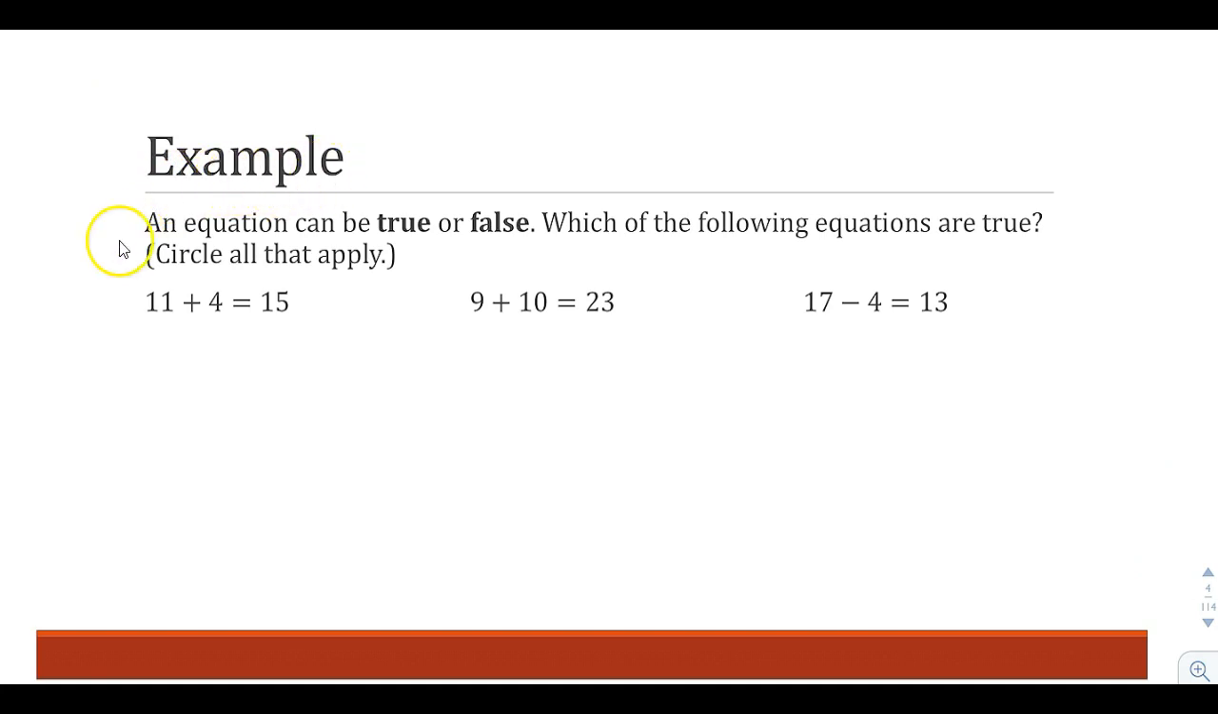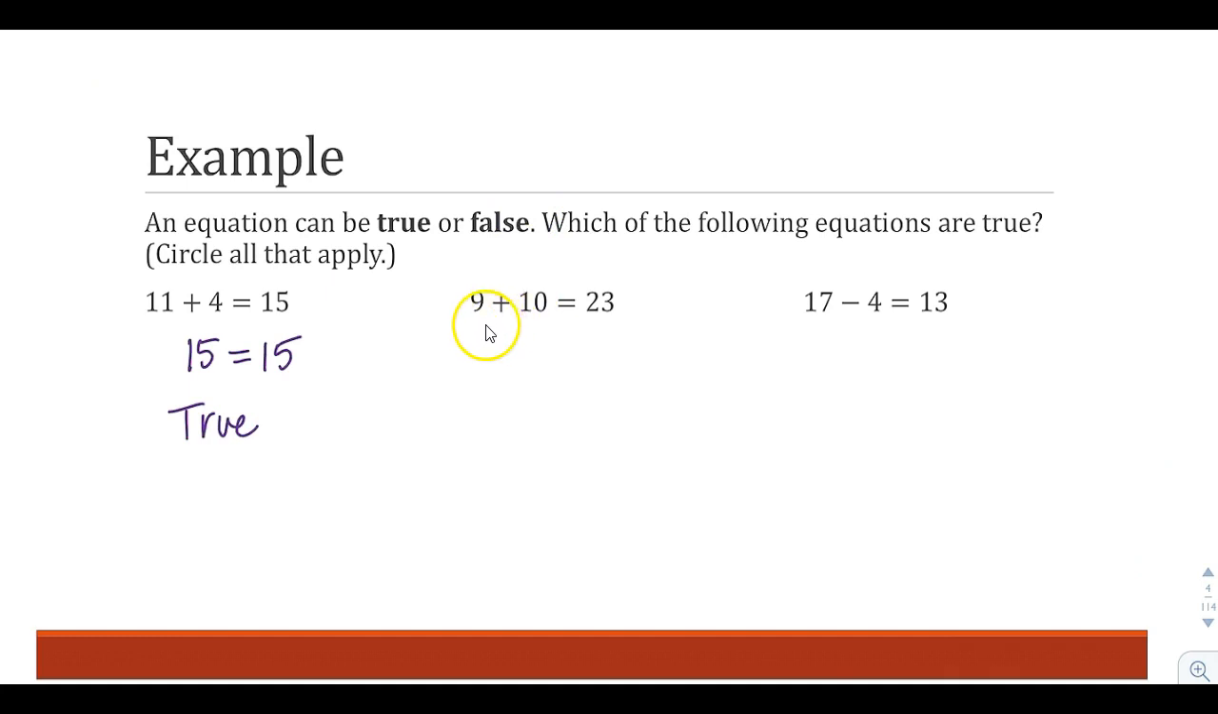So in this next example, we're told an equation can be true or false. Which of the following equations are true? Circle all that apply. So in other words, the left side is equal to the right side. So 11 plus 4 is equal to 15, so I do have a true statement. 15 is equal to 15.